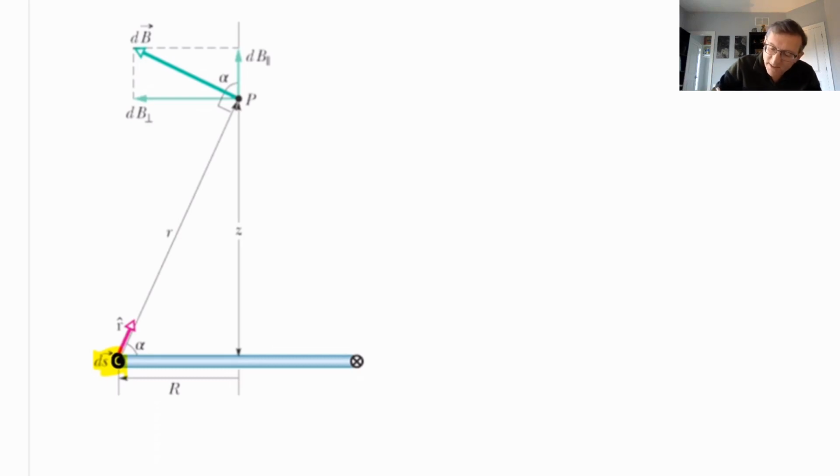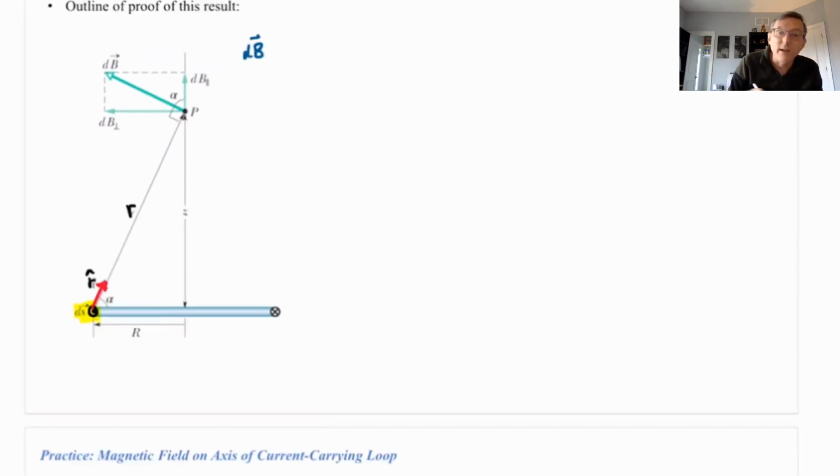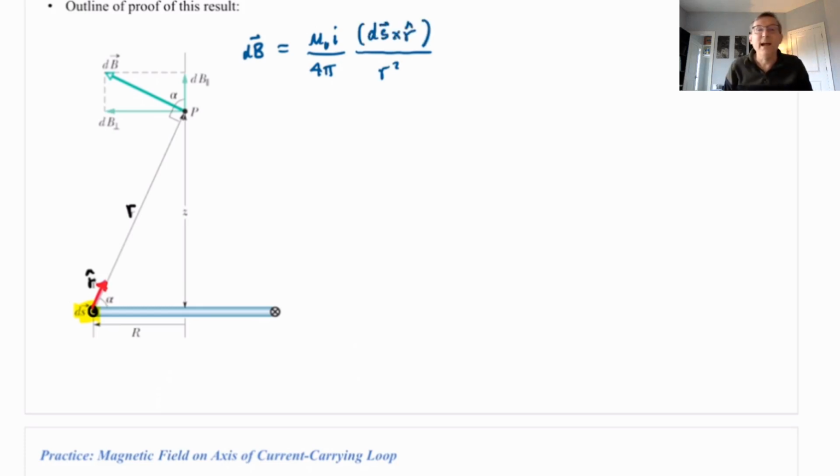And so I also need the distance r from that point P to the little current element, ds, and the unit vector r hat that points from the current element to point P. Because I'm going to use the Biot-Savart law and get dB, the contribution to the magnetic field at point P from that one little element: mu 0 I over 4 pi r squared downstairs, ds cross r hat upstairs.